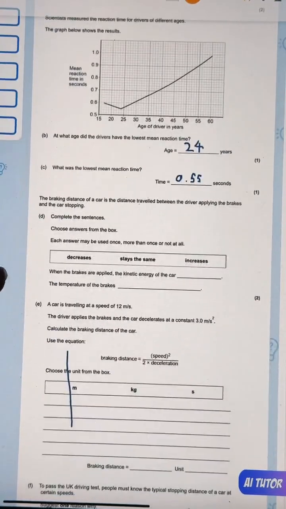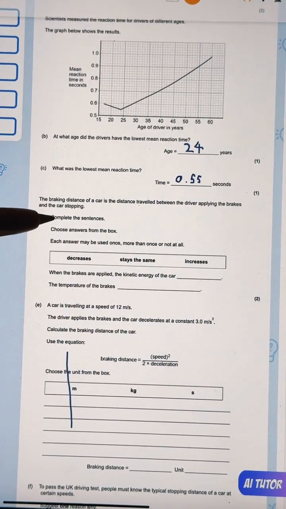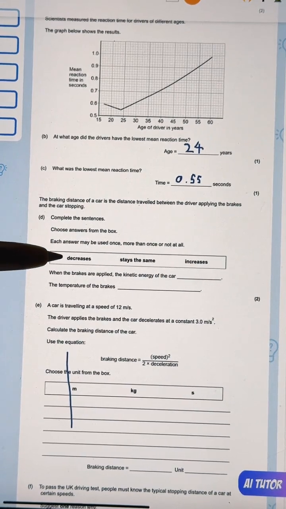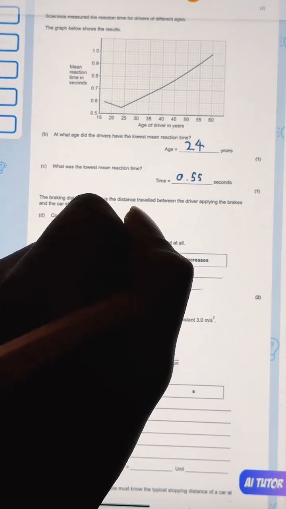Nice. The braking distance of a car is the distance travelled between the driver applying the brakes and the car stopping. Complete the sentences. Choose answers from the box. Each answer may be used once, more than once, or not at all. When the brakes are applied, the kinetic energy of the car decreases. Correct.